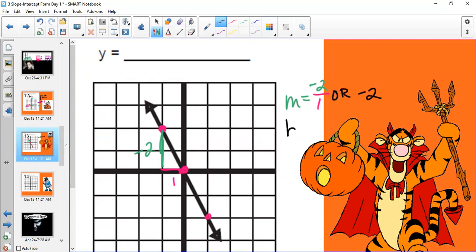And then our b is the starting point, and this graph starts right at the origin, or sorry, where it hits the y-axis. It hits at 0. Okay, so if we plug that into our equation it would be y equals -2x. And I'm not going to put the +0 because it looks better when we take that part out. It's just more cleaned up this way.